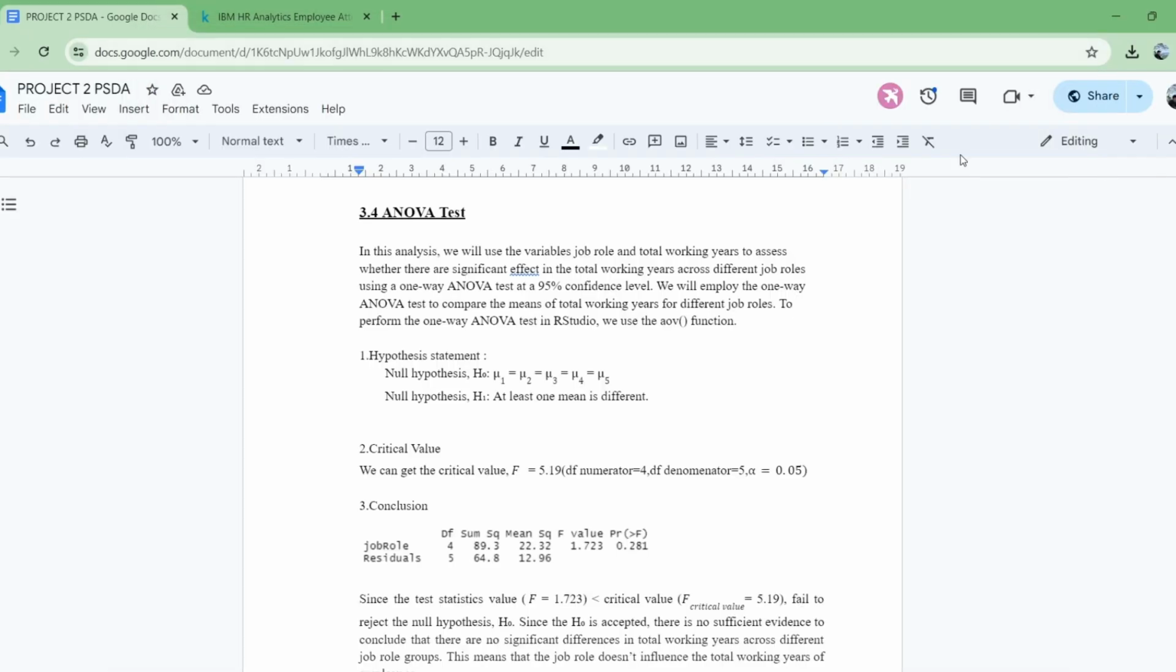For the ANOVA test, we want to analyze whether a job role has a significant effect on total working years. So we do a one-way ANOVA test at a 95% confidence level, and we perform the ANOVA test in RStudio using R programming. That is our hypothesis statement. There are five different job roles; the null hypothesis is that all means are equal, and the alternative hypothesis is that at least one mean is different.